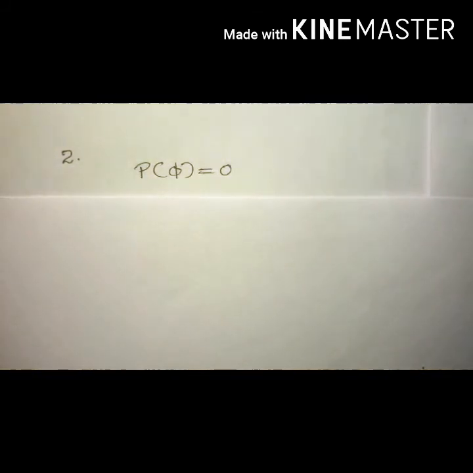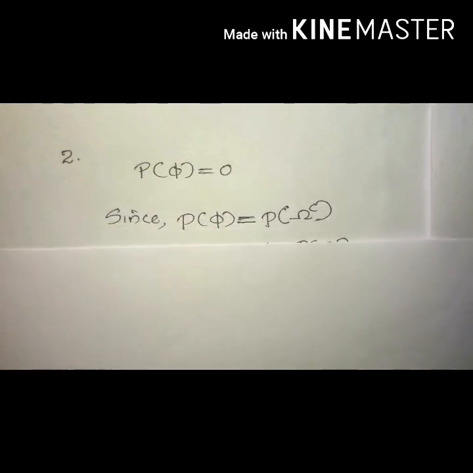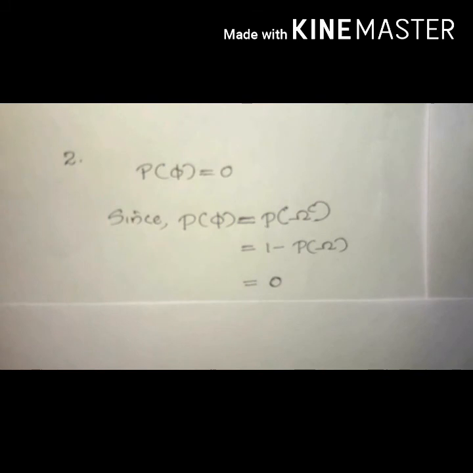The second property is P(phi) equals 0. Since we know that phi is Omega complement, we can write P(phi) equals P(Omega complement). And using the above property, P(Omega complement) equals 1 minus P(Omega). And we know that P(Omega) is equal to 1. Therefore, we get P(phi) equal to 0.